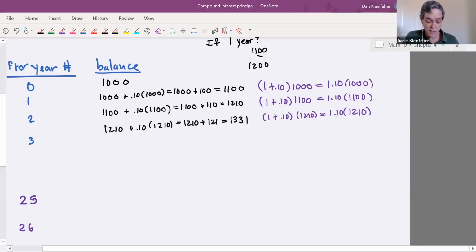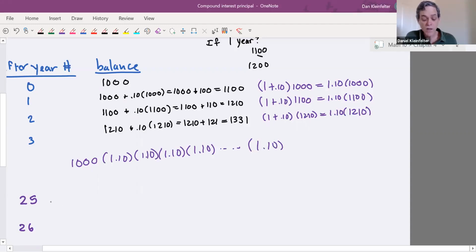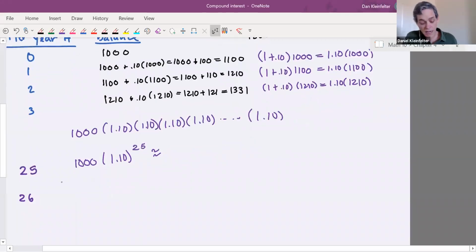So to do 25 years, let me do it the wrong way first for a second. This would be 1,000 times 1.10, that's after 1 year, 2 years, 3 years, 4 years. I said I wasn't going to do this. This would be how many years? We're multiplying together by 1.10 to the 25th power. So this would be 1,000 times 1.10 raised to the 25th power. And then for one more year, it's 1,000 times 1.10 raised to the 26th power.